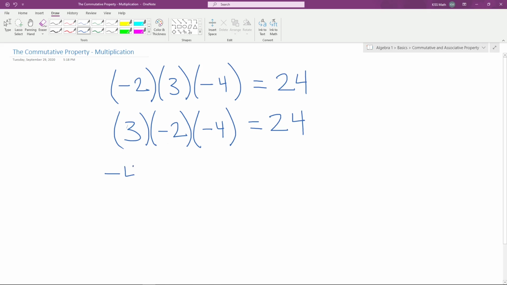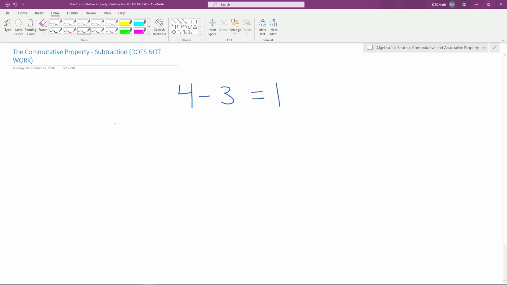Let's bring this negative 4 to the front, times 3 times a negative 2. And this would be negative 4 times 3 is negative 12 times the negative 2 is positive 24 again. Well, we said the commutative property doesn't work for subtracting, so we should get a different answer if we move the numbers around. So instead of 4 minus 3, if we did 3 minus 4, we would get a negative 1, which indeed is a different answer than 1.